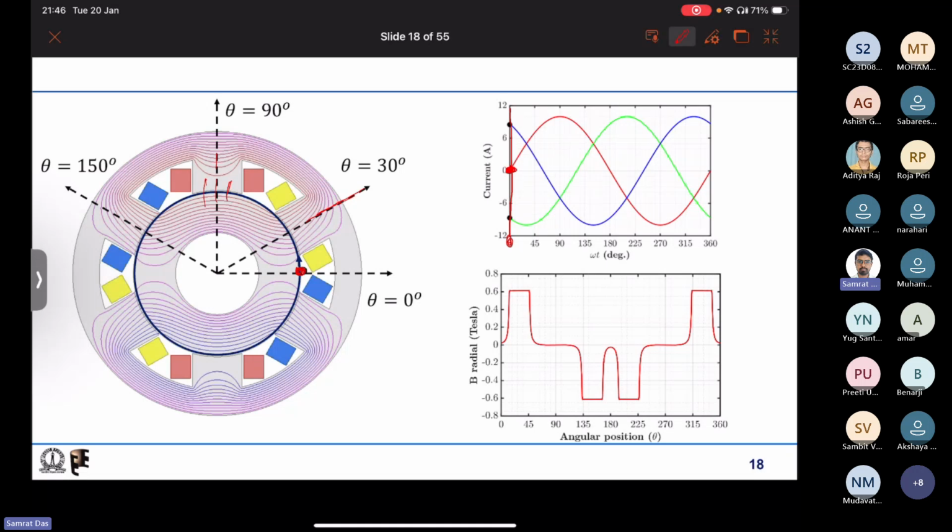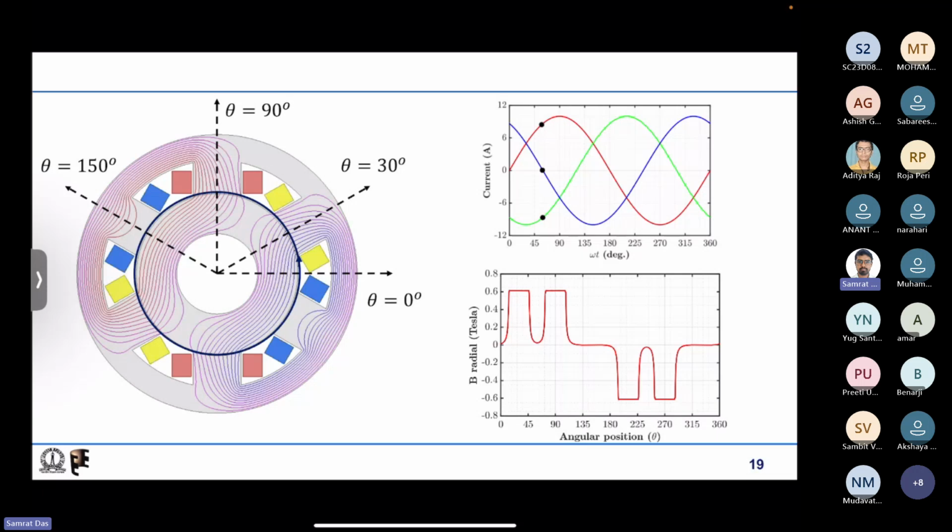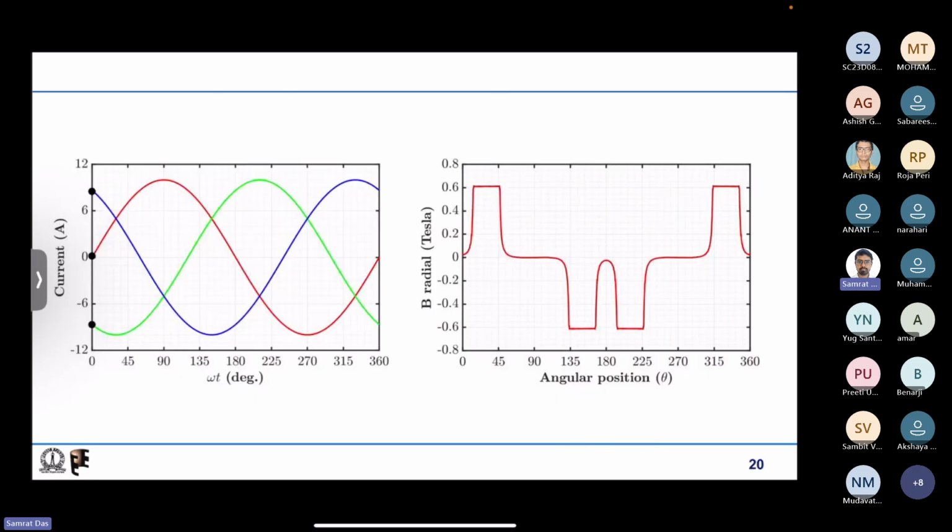So the net flux density looks like this. I will not go into further details of the explanation here. And next, if I go to the next instant, that is omega t equal to 60 degrees, then you can see that the flux density distribution basically changes. And now we will see the animation, what happens as we go forward in time.